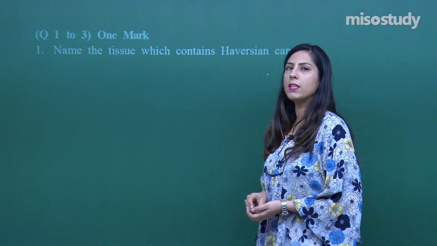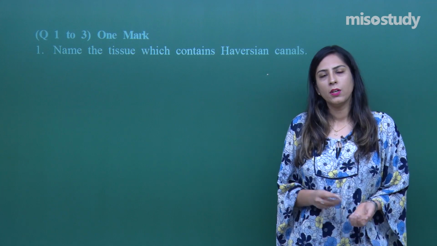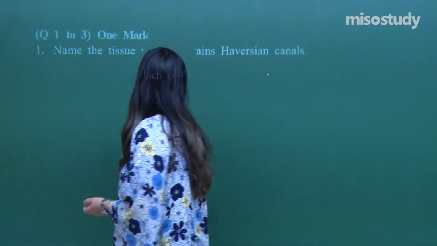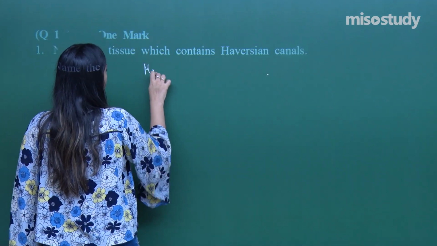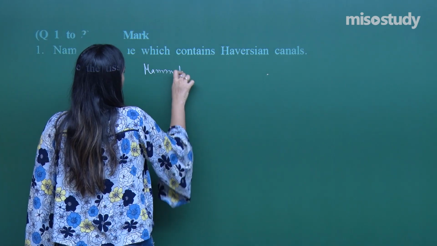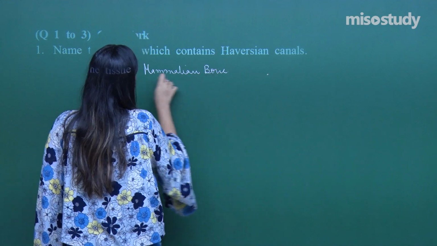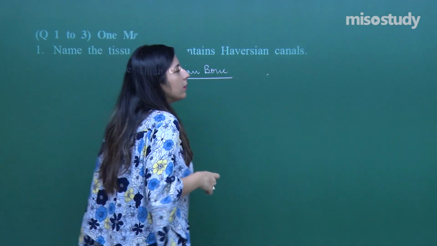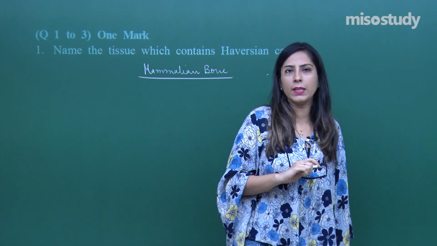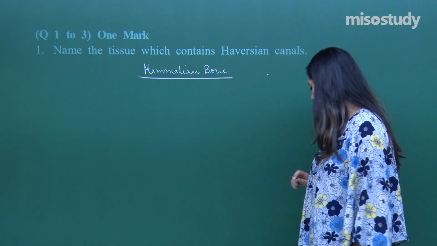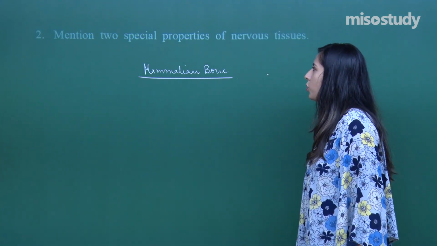We know Haversian canals are present in bone. So the correct answer for question number 1 is mammalian bone. Right? For question number 1, the correct answer is mammalian bone. Now let's move forward to the second question.